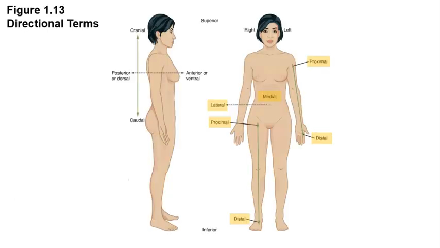So referring back to that diagram, we see medial, which is towards the midline of the body. Lateral is away from the midline of the body. We see the terms proximal and distal being applied to both the upper limb and the lower limb, with the term proximal in the upper limb being close to the shoulder joint, the term distal in the upper limb being furthest from the shoulder joint, the term proximal in the lower limb referring to close to the hip joint, and distal in the lower limb being furthest from the hip joint.